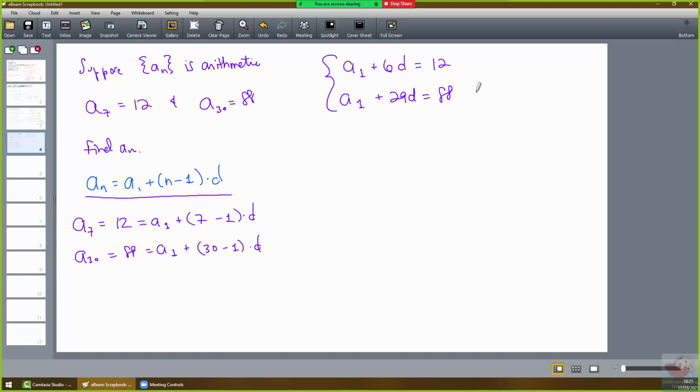So, when you were doing this kind of stuff back in, I think, elementary algebra, you learned two ways to solve. You learned substitution and you learned elimination. This one's set up very nicely for elimination because notice if I subtract the equations, what happens to the a sub 1s? They cancel out. So let's subtract these two carefully. So a sub 1 minus a sub 1 gone. 6d minus 29d is negative 23d. And 12 minus 88 is negative 76.